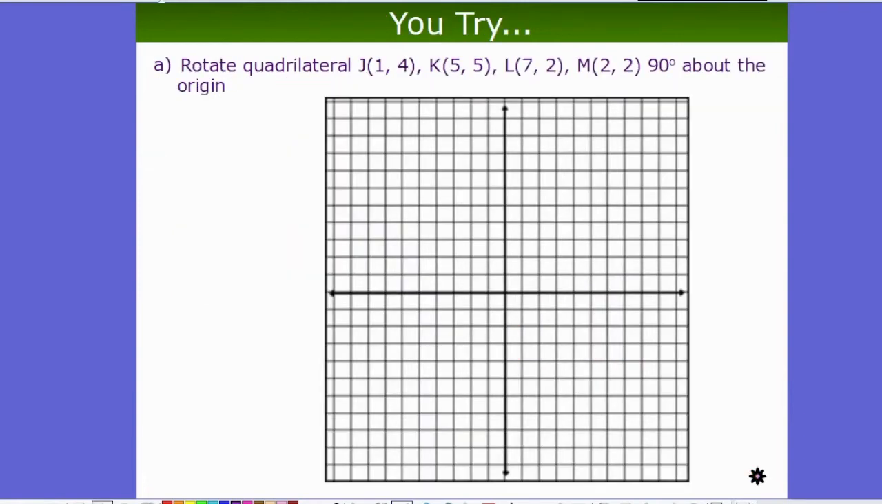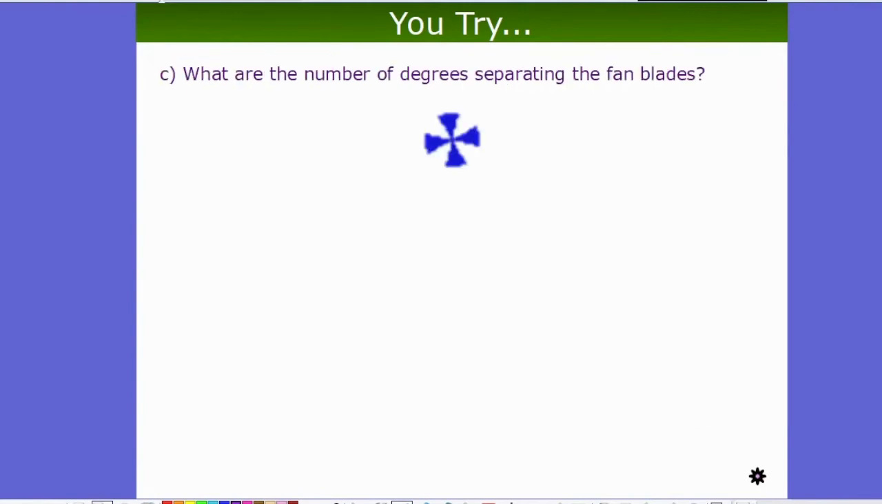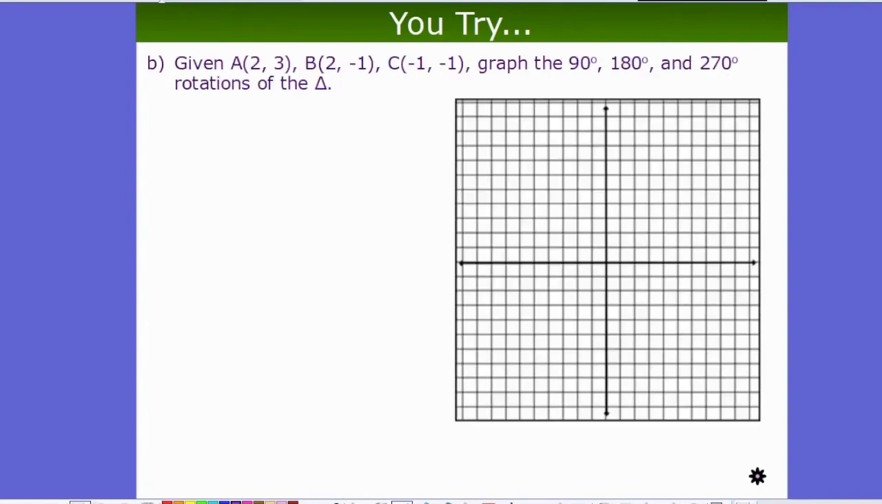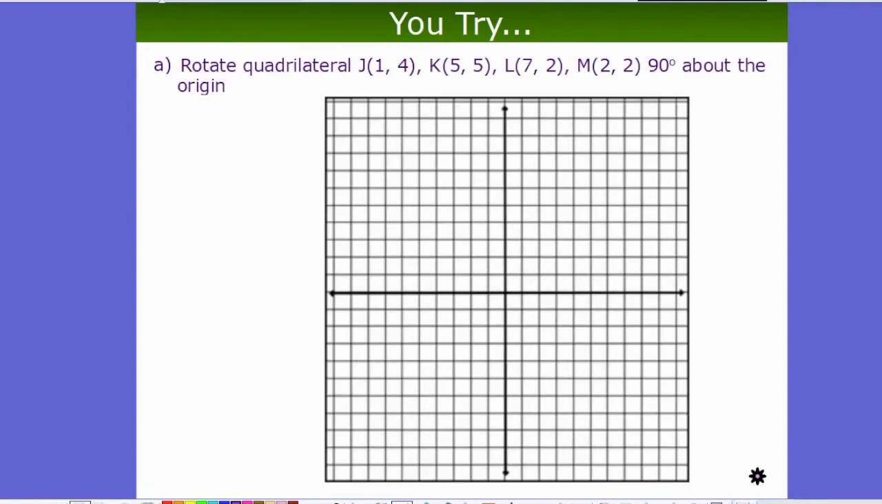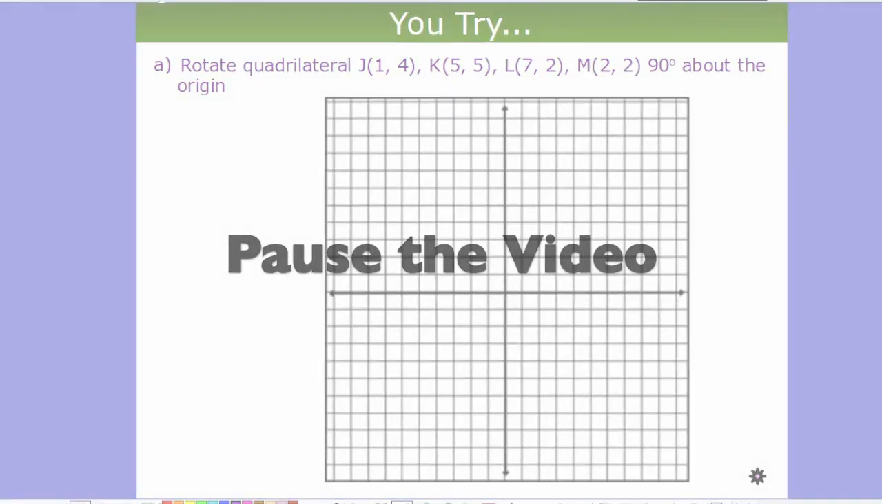Okay, now it's up to you to do these U-tries, and there are a few of them here. So we're rotating this one 90 degrees about the origin, and we're graphing 3 of them, 90, 180, and 270 rotations on that one. So there's 3 in that one question. And then this one is just a can-you-figure-it-out sort of thing. So I'm showing them all in advance in case you don't have a copy of the paper that is available to my students, but you still want to try them. So go ahead and pause the video now, and then when you're done, come back and see how you did.